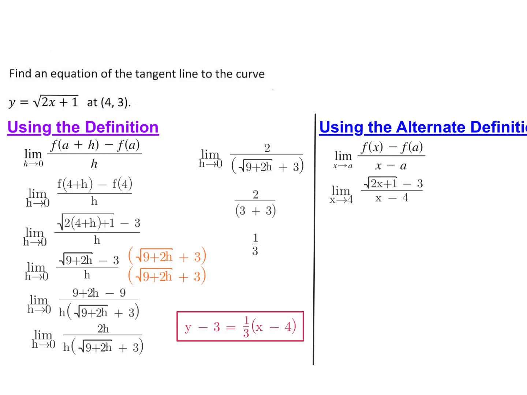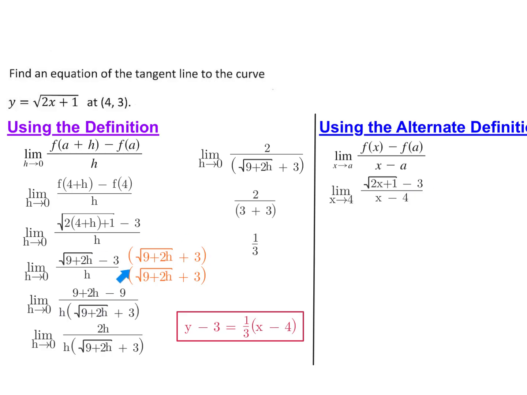Okay? So here's what that's going to look like. Again, the y, f of x, square root of 2x plus 1. F of a, f of 4 is 3. X minus a is 4. And notice how it went here too. So when I plug this 4 in by direct substitution, I get a 0 on the bottom. I get 8 plus 1, which is 9. Square root of 9 is 3. Minus 3 is 0. We're back to a 0 over 0.